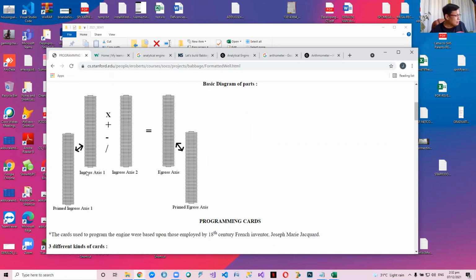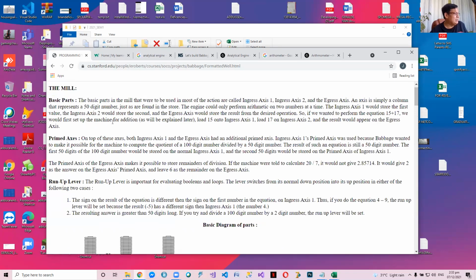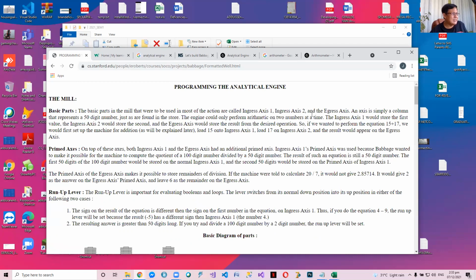Itong numbers nandito sa store. And the command on the mill is the plus. Do you follow? So you have 3 plus 2. So ingress 1 is 3. Ingress 2 is 2. And then plus is on the mill. And once it's executed, the result of 5 is on egress. So ito yon. Ingress axis, dalawa. Basically, it can compute two variables and store the result on the output called egress.